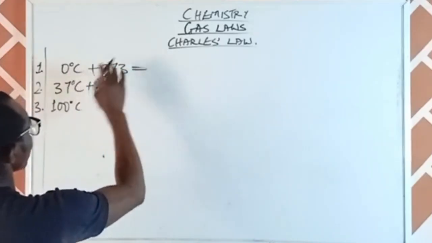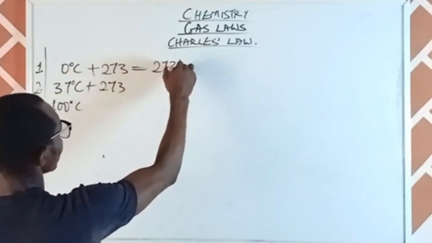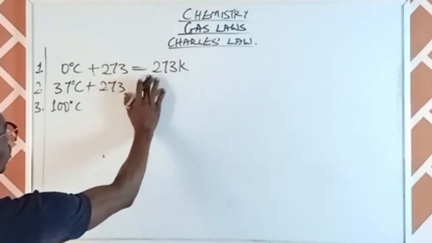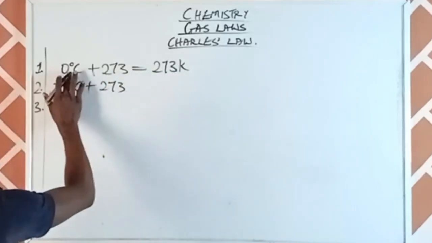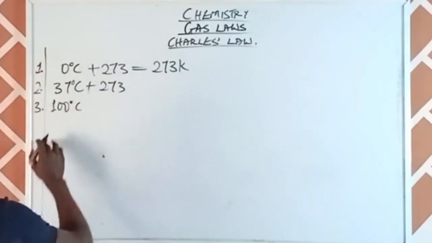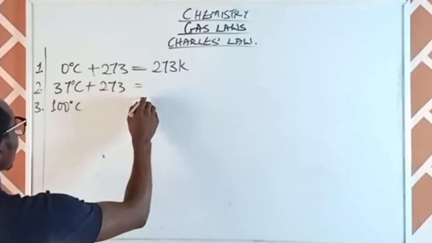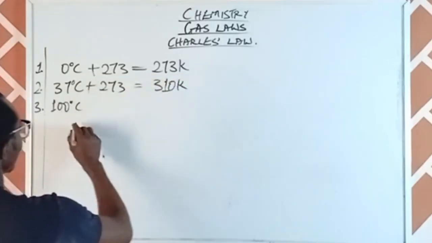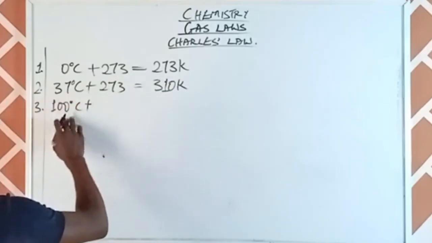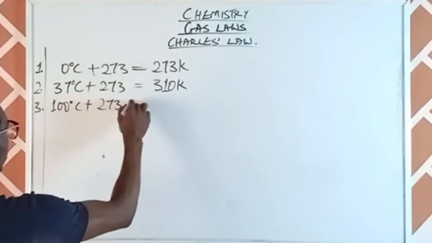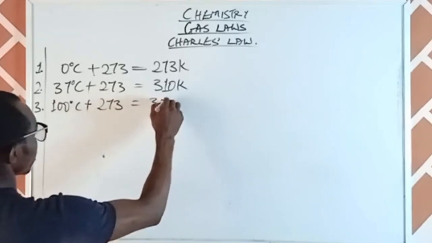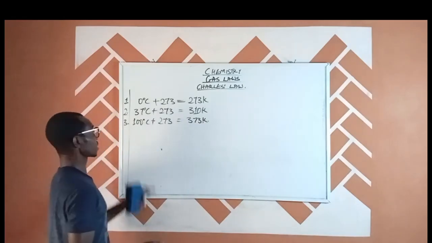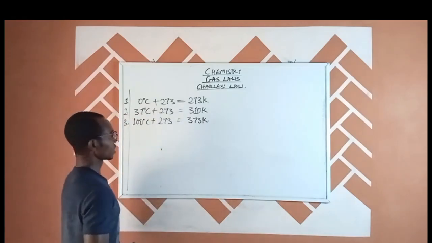For this one here, 0 plus 273 will give us 273 Kelvin. Now note that we did not put degree in Kelvin. We just wrote the Kelvin there, unlike in Celsius where we have to put the degree. Looking at this one here, it automatically gives us 310 Kelvin. And this one here, 100 degrees Celsius plus 273 will automatically give us 373 Kelvin. So that is how we convert Celsius scale to Kelvin scale.